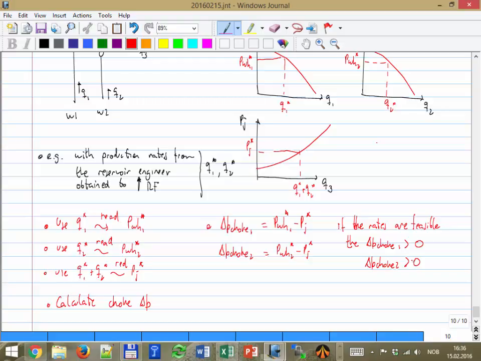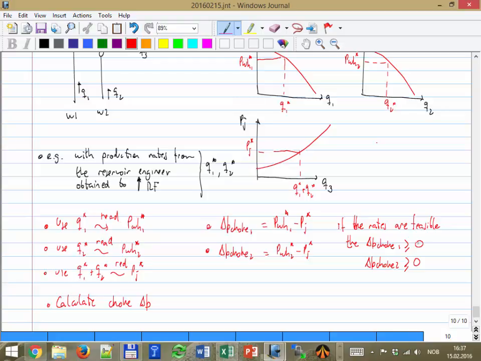Any questions? Higher or equal than zero. Yes, it will be equal to zero, right? The delta P in the choke, for the equilibrium rate.